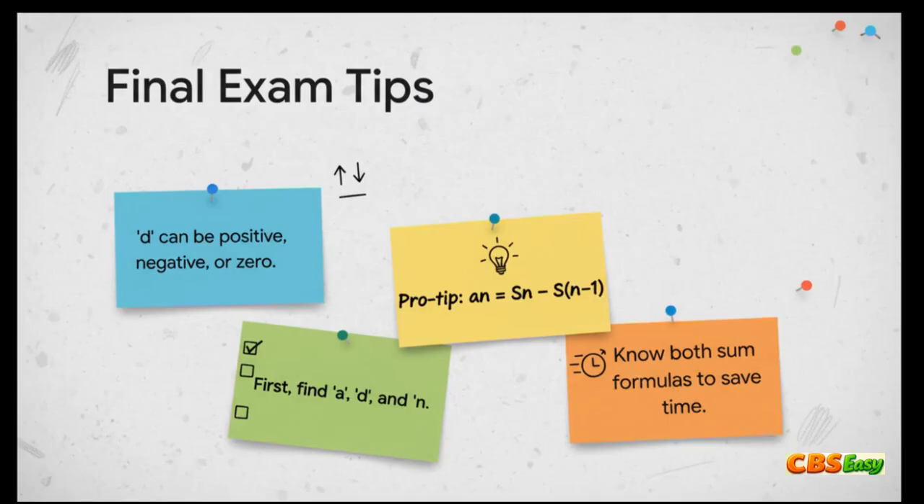All right, a few final tips for exam day. 1. Don't forget that D can be negative or 0. 2. Your first move should always be to identify A, D, and N from the problem. 3. Here's a cool trick. Any single term is just the sum up to that term minus the sum up to the term right before it. And finally, knowing both sum formulas is a huge advantage. It can save you precious time.